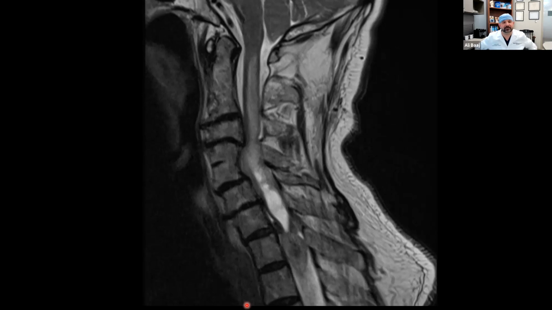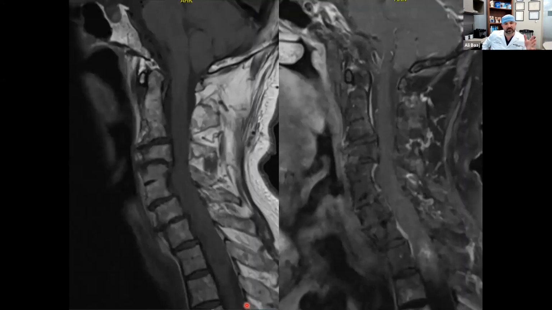Yeah, I like the T2. I like the T2 a lot. A mid-sagittal T2 usually tells me a lot about whether I need to intervene urgently or not. But my question with this case, Alex, goes back to the patient's presentation.